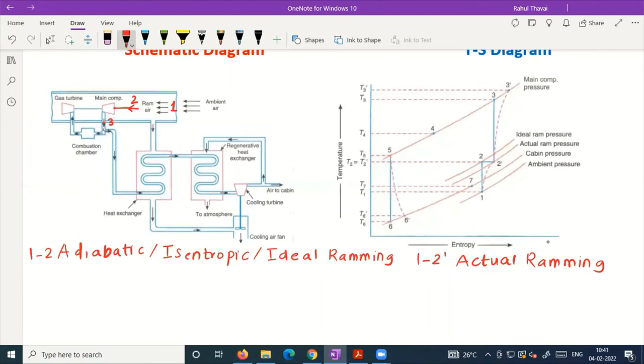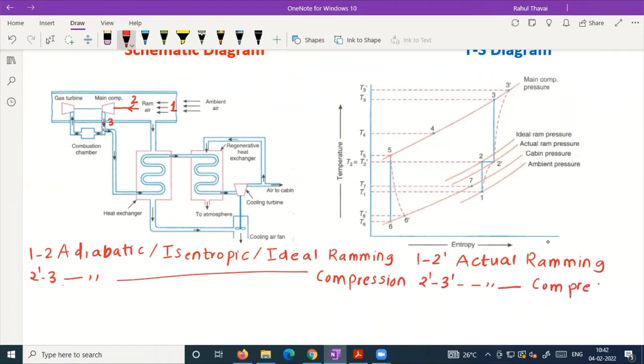Now what happens during compression? As you can see, compression can be either ideal or actual. When you talk about 2 dash to 3, it is adiabatic or isentropic, the ideal compression. But when you talk about 2 dash to 3 dash, it is the actual compression. Pressure will be increased during compression, as well as temperature, right?